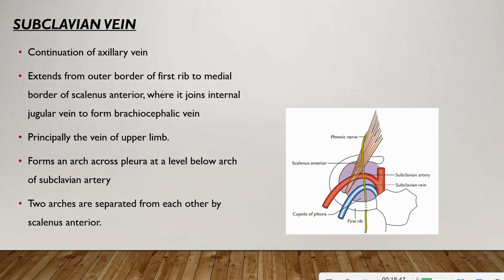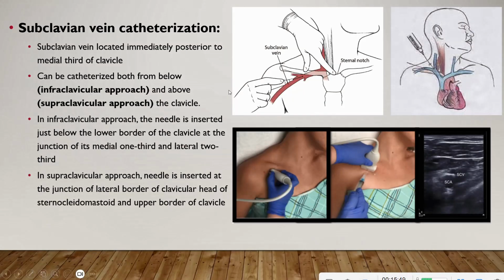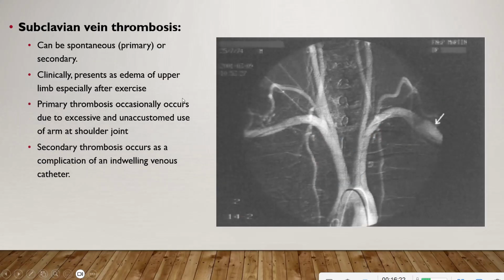Subclavian vein, it has the same branches, there is nothing much to tell. There is something known as subclavian vein catheterization. So subclavian vein catheterization can be approached through either infraclavicular approach or supraclavicular approach. Okay, so by this catheterization, here you can see, if you are entering the subclavian vein, then from the subclavian vein into internal jugular vein, you will be reaching the brachiocephalic vein, and two side brachiocephalic veins join and reach the superior vena cava, and you will be reaching the heart. Okay, there is subclavian vein thrombosis.